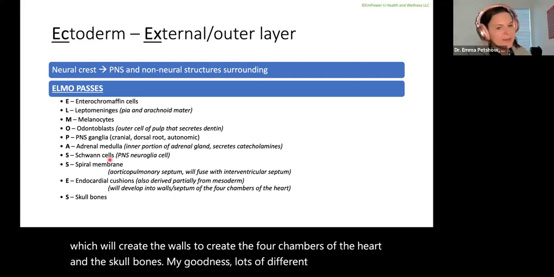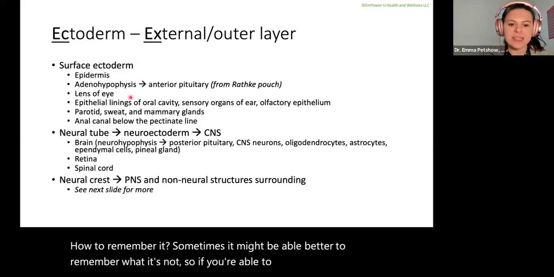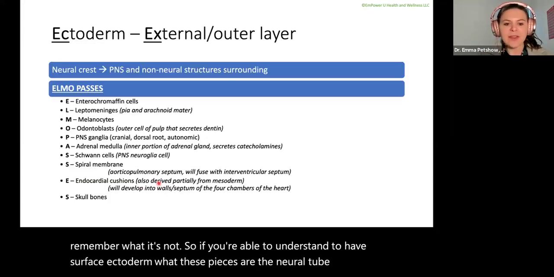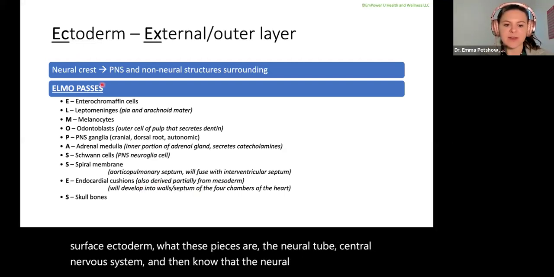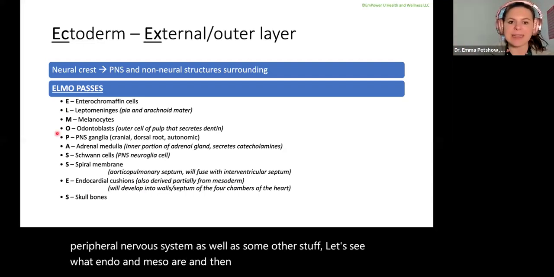How to remember it? Sometimes it might be better to remember what it's not. So if you're able to understand surface ectoderm, what these pieces are, the neural tube, central nervous system, and then know that the neural crest is the peripheral nervous system as well as some other stuff. Let's see what endo and meso are, and then we can maybe go back and place other things in this neural crest cell place.